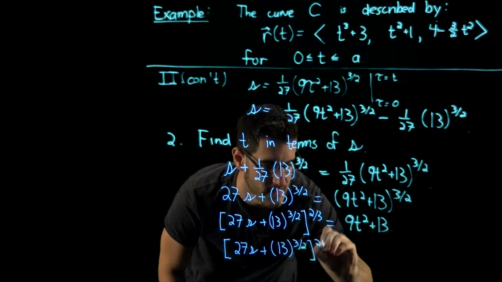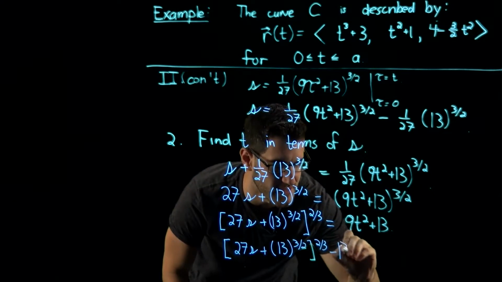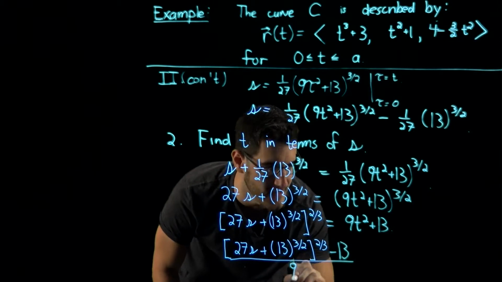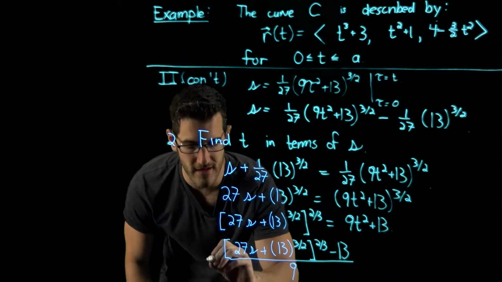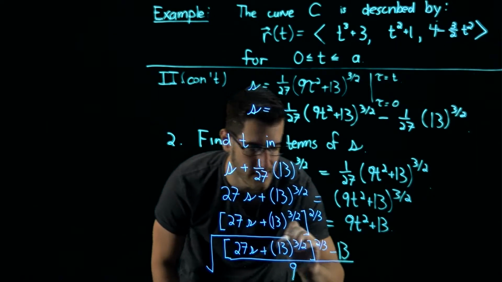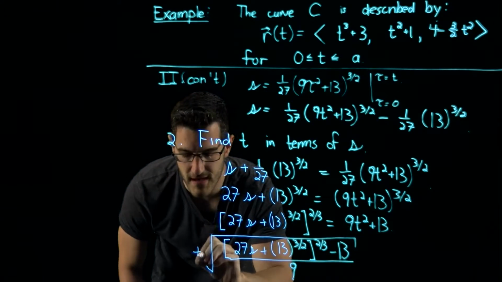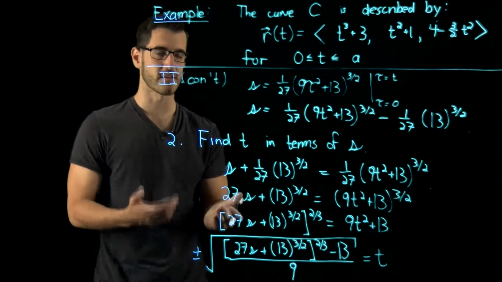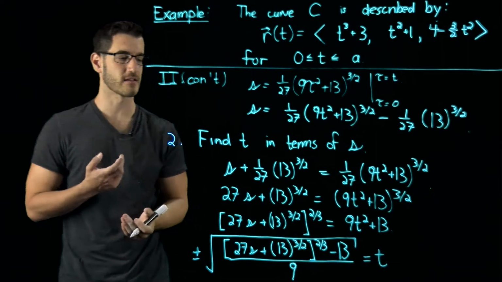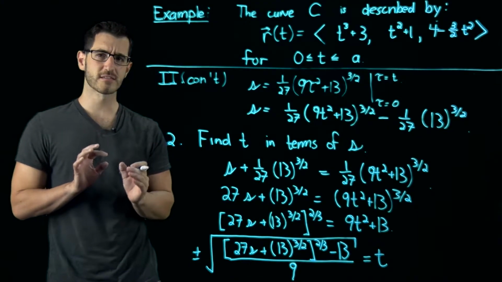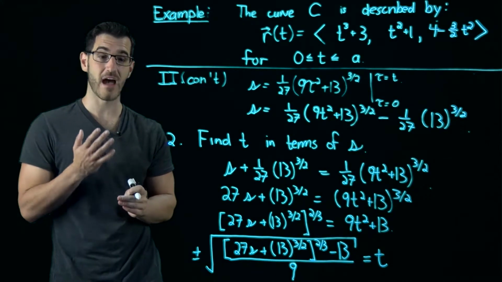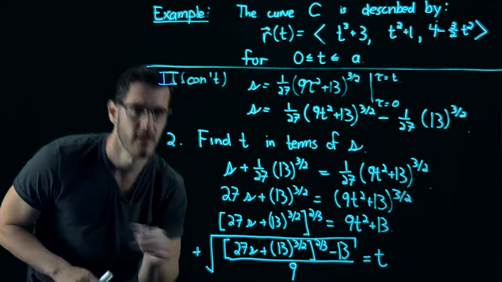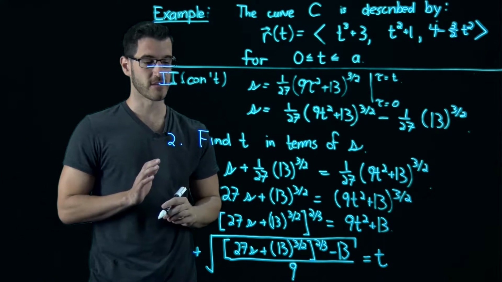So, as I said, we'll first subtract 13. We'll divide everything by 9. Now we have a t squared left, so we'll take a square root. And we should take a positive and negative square root, because anytime we have something squared equals something, we have to consider both the positive and negative square root. Here, since we're looking at positive t, we can ignore this one, but I did want to emphasize that you do need to consider it.